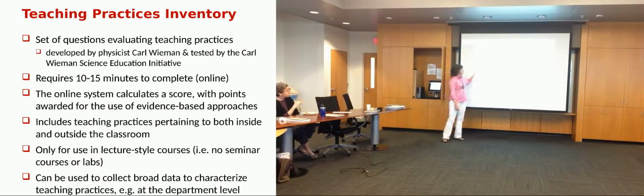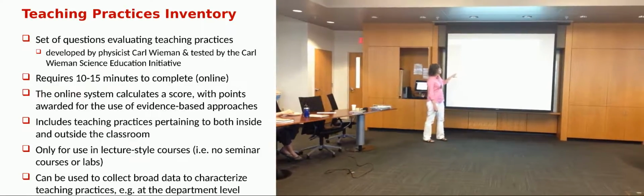The online system will then calculate a score with points awarded for the use of evidence-based approaches. And so it's essentially a survey of what are you doing in your classroom, tick all the things that you're doing, and you get points awarded for things you're doing for which there's evidence that this is a useful approach for enhancing student outcomes. It includes teaching practices pertaining to both inside and outside of the classroom. So, and you'll get exposure to this in a minute, unlike the student evaluations, it's incorporating other things that you are engaging in that are important to effective teaching, but that aren't necessarily reflected in what you're doing during that 50-minute class period.